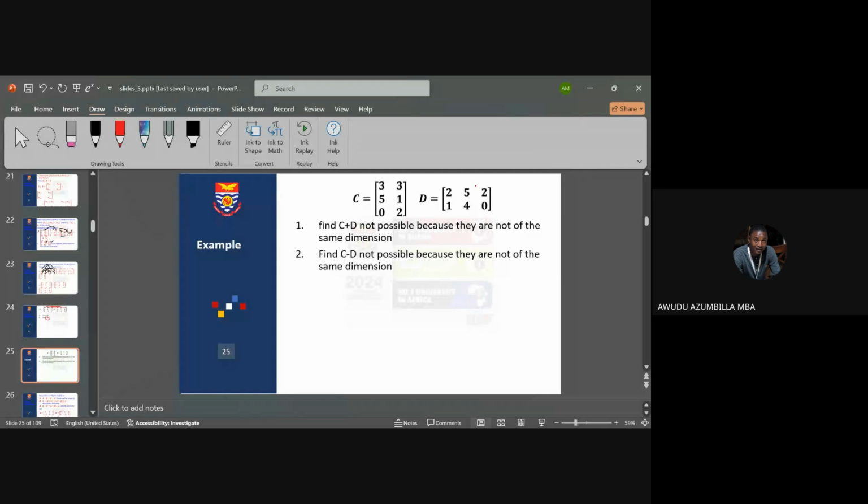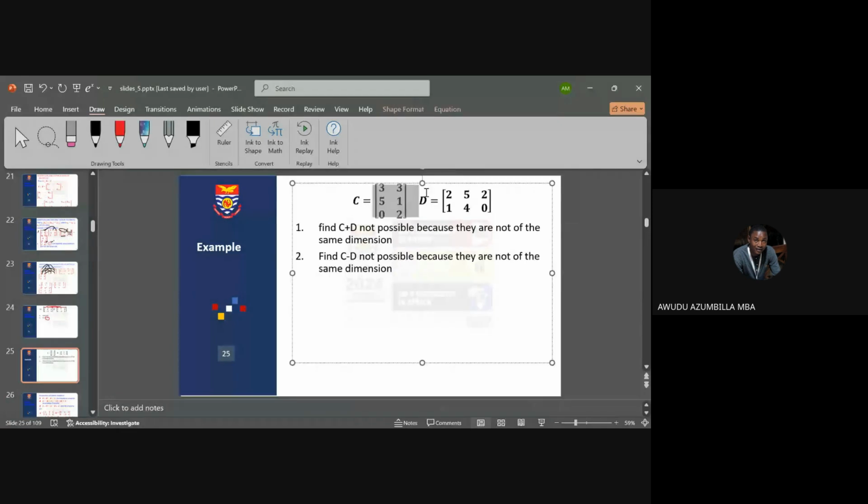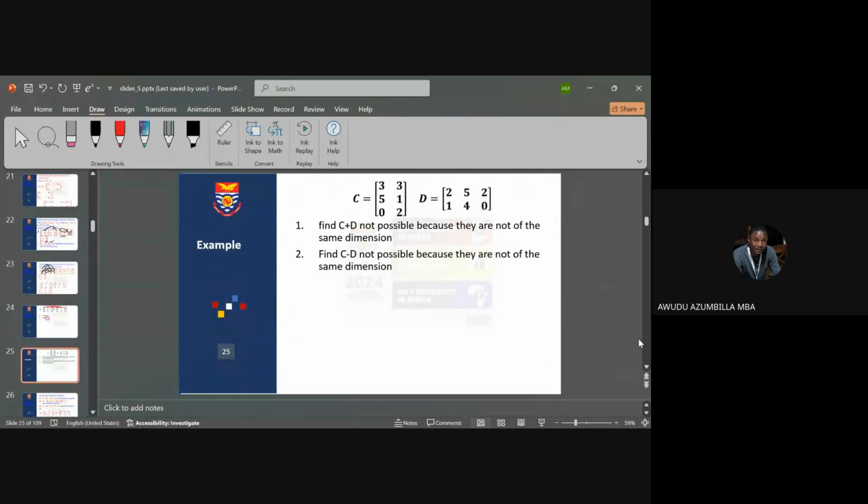Okay. Now, what about this? You can also check to see if they are the same. Okay, this is saying that finding C plus D is not possible because they are not of the same dimensions. To subtract C and D is also not possible because they are not the same dimension. So please take note of the dimension requirement for addition and subtraction of matrices.